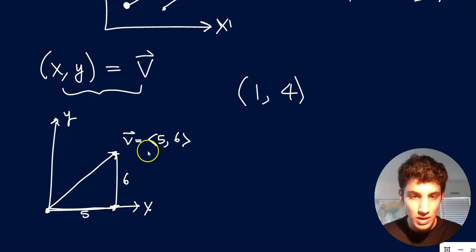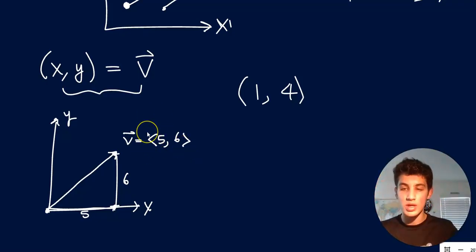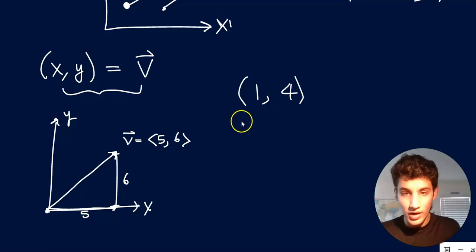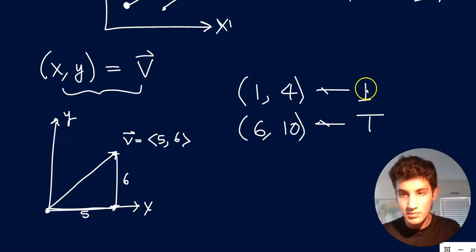We use these angled brackets and not regular brackets because that's with the point. Over here you're using square brackets. Again, that just goes hand in hand with the vector notation here. So if we have 1 and 4, and then we have 6 and 10 as the endpoint, this is initial and this is terminal.